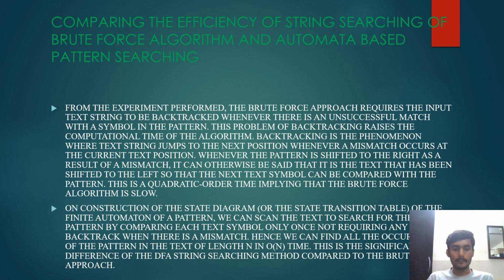On constructing the state diagram or the state transition table of the finite automata of a pattern, the text is searched for the pattern by comparing each text symbol only once, not requiring any backtracking when there is a mismatch. Hence, we can find all the occurrences of a pattern in the text in linear time. The time is significantly better in a DFA string searching method compared to the brute force approach.